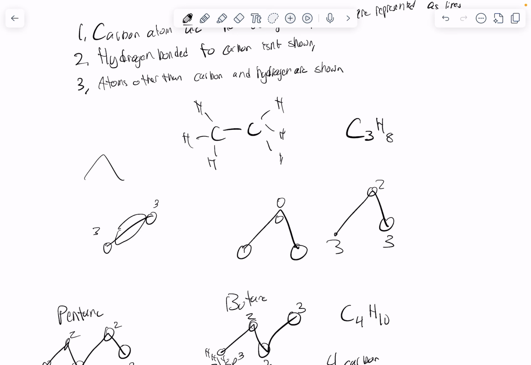So let's talk about sp3. We got 3 hydrogens. This is going to be sp3 right here. We have 2 hydrogens, so that's going to be sp2. And this right here is going to be sp3. Or, no, sp3.